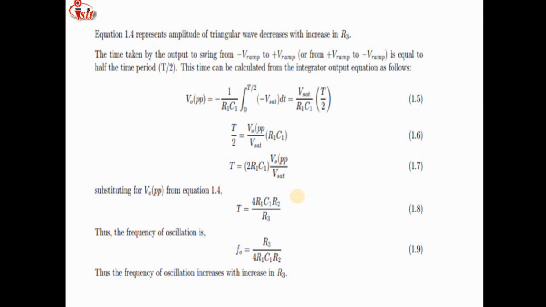Thus the frequency of oscillation increases with increase in resistance. That means as R3 increases, the frequency goes on increasing, because for the equal sign, on the opposite side, R3 is present in the numerator and all the rest of the quantities are present in the denominator. Because of R3 in the numerator, frequency and R3 are directly proportional to each other. Whenever R3 increases, frequency also increases, and if R3 decreases, frequency also decreases.